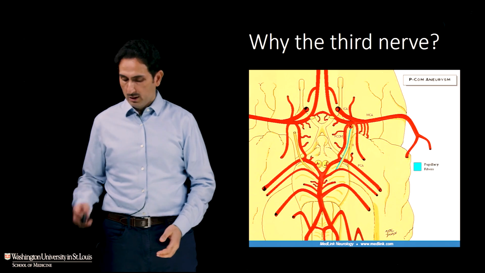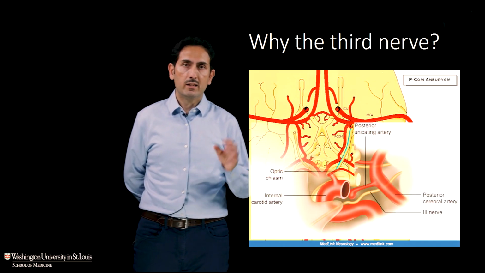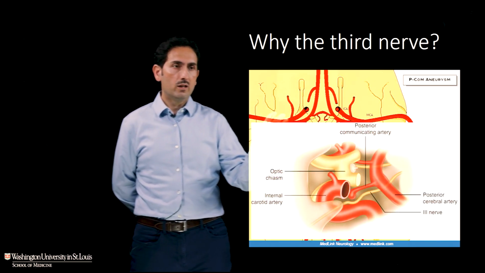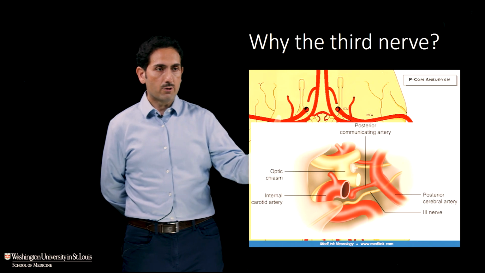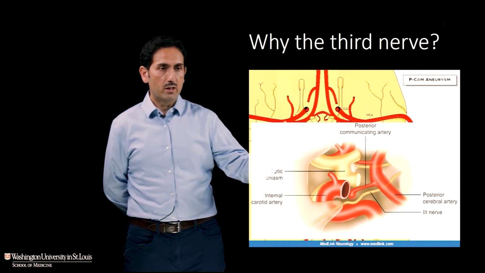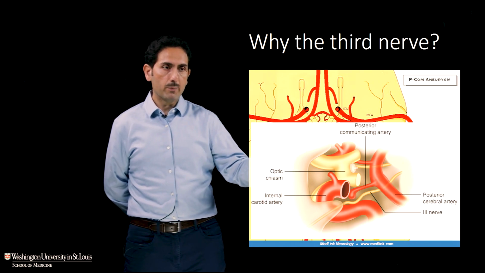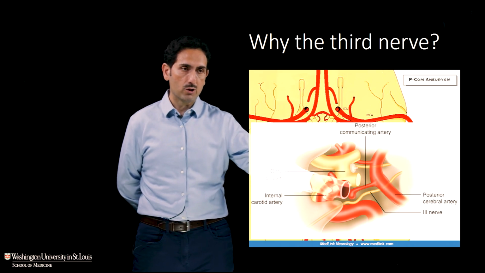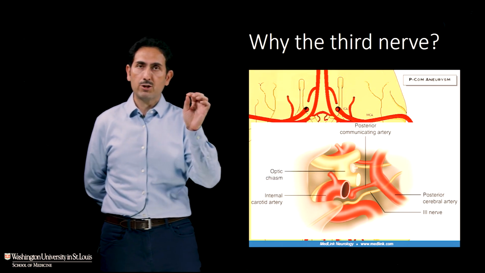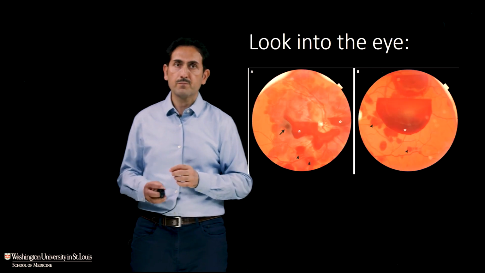And here you see in more detail a close-up of how the third nerve is running near the internal carotid artery, where the PCOM, or the posterior communicating artery, comes off. And so an aneurysm in that location, as is shown here, can cause compression of the third nerve.